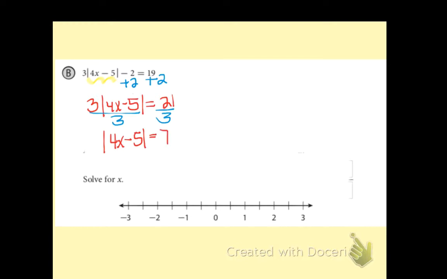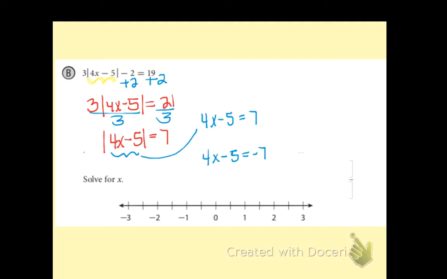But what that tells us really is, because I'm taking the absolute value of something and I get 7, that quantity, this quantity right here, could equal 7, that 4x minus 5 could equal 7. But on the other hand, 4x minus 5 could also be equivalent to negative 7. And solving those, they have the same steps, but they come out with a different result.